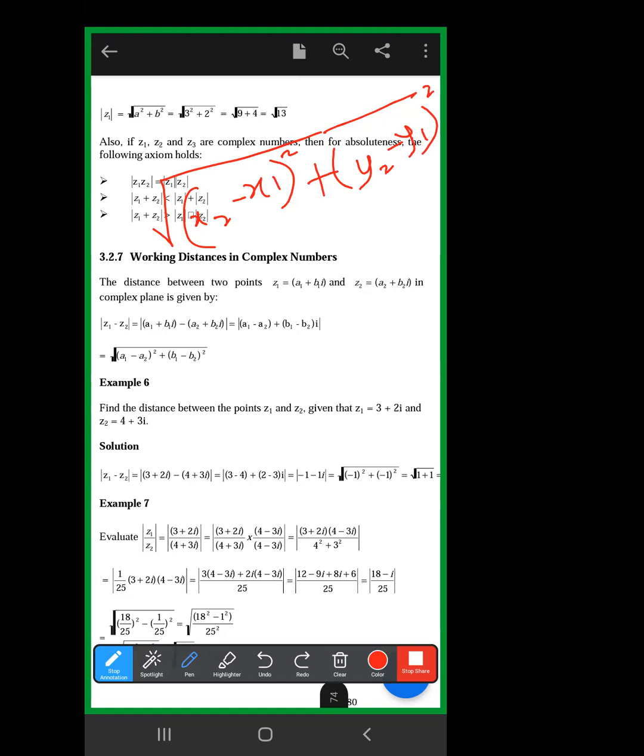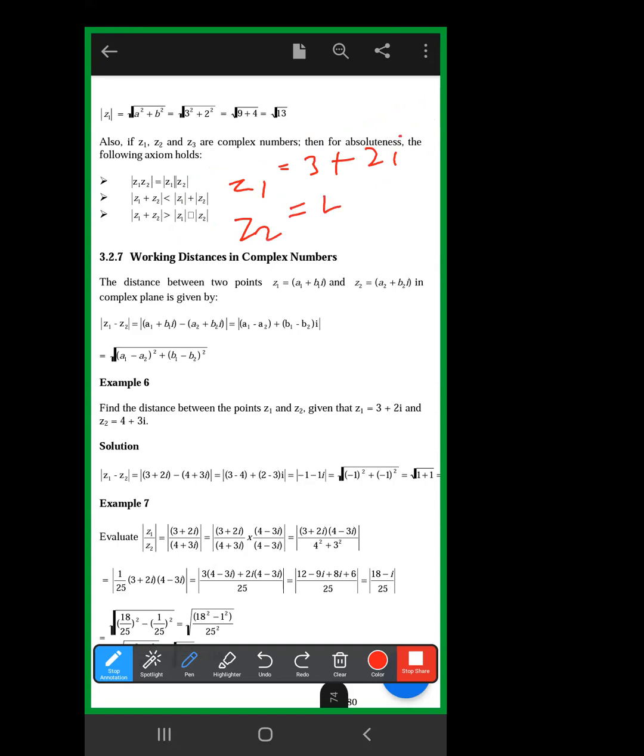Now, let's look at this. Let's assume Z1 is equal to 3 plus 2i, and Z2 is equal to 4 plus 3i. Now, let's name this one, this Z1: let's name this one x1, and let's name this one what? y1. Then this Z2, let's name it x2 and y2. Are you following? Now, if you substitute into the equation I gave to you, you will believe me that x2 minus x1 will become 4 minus 3.